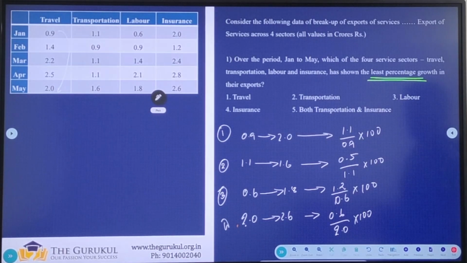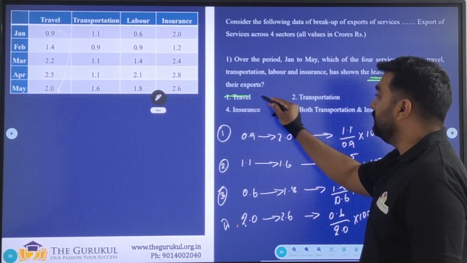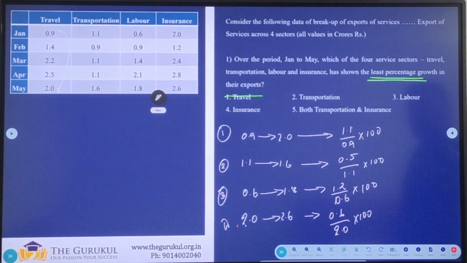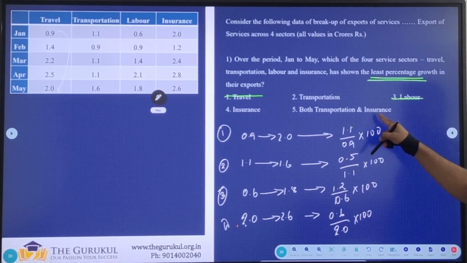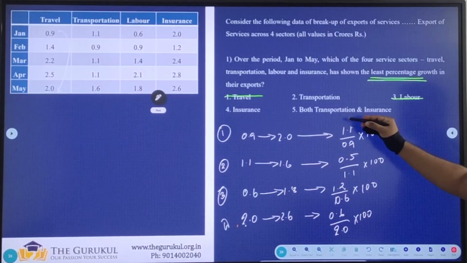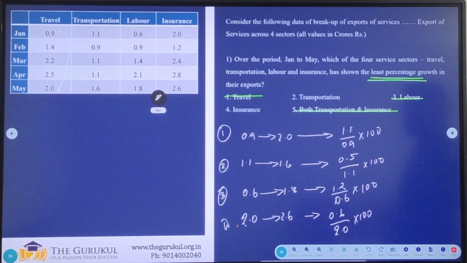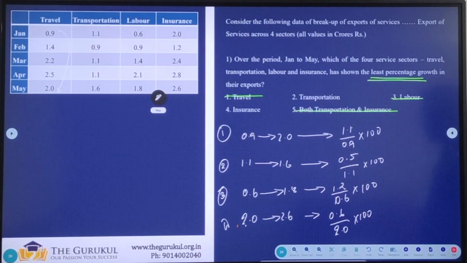So least happening. Where is that least happening? If the numerator is more than the denominator, the answer is more than 100%. This is not the least. And 1.2, so this is also not the least. And transportation and insurance, none of the 2 values have the same. So this is also not the answer. So either transportation or insurance should be the answer.